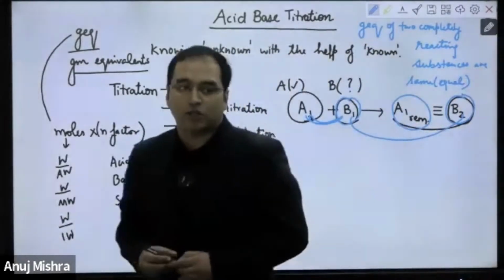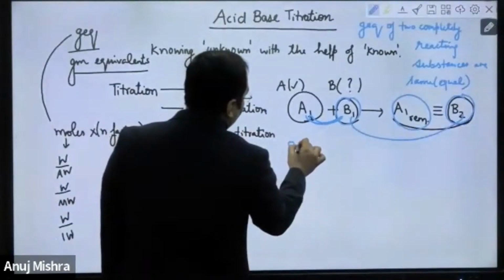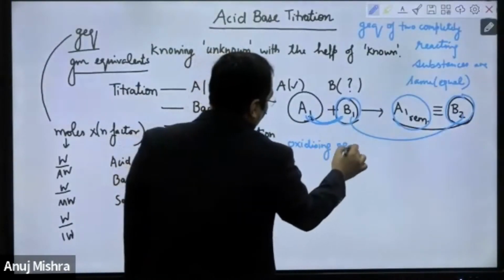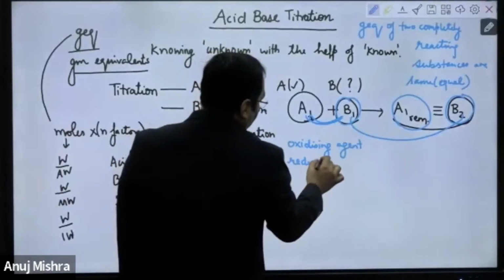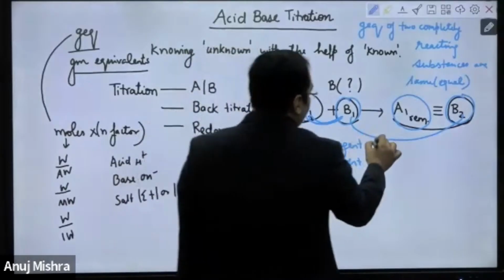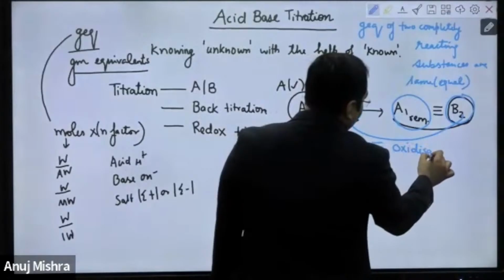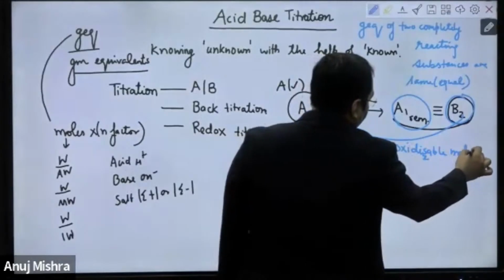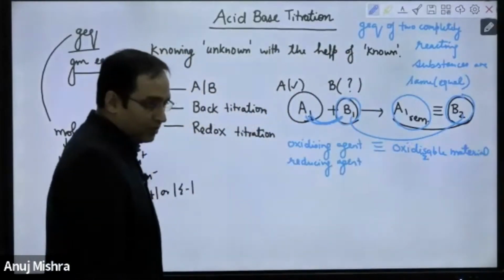Redox is what? Reduction oxidation cases. So in this, what is happening? You will have some oxidizing agent, or you may have some reducing agent. Oxidizing agent will be reacting with some oxidizable material. See, everything cannot be oxidized, no? So you should have something which can be oxidized.